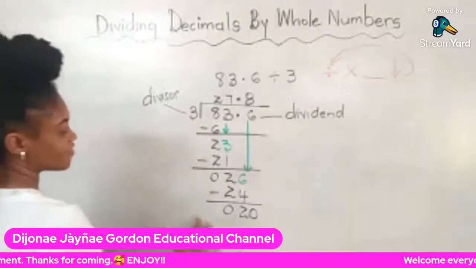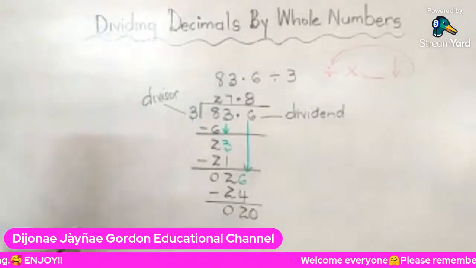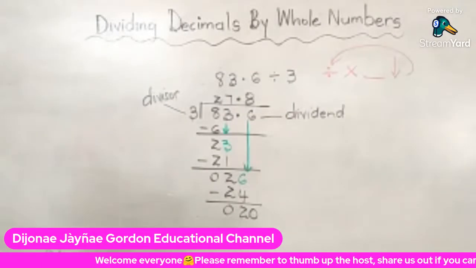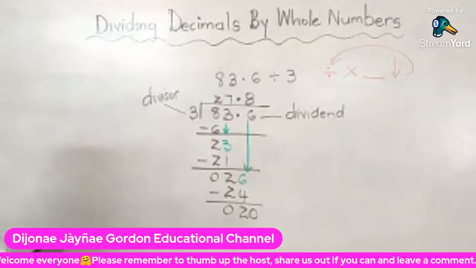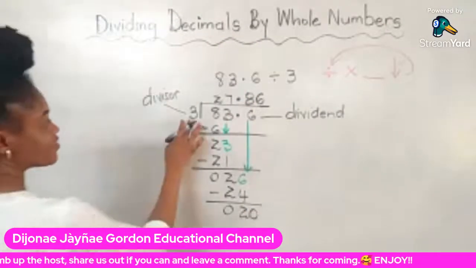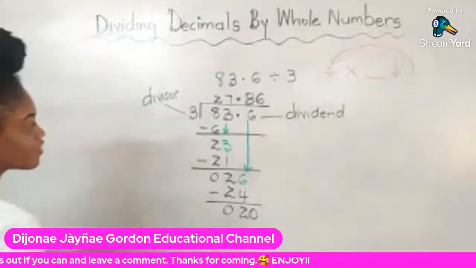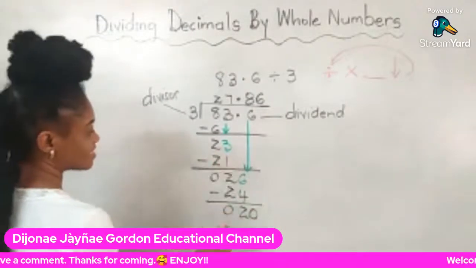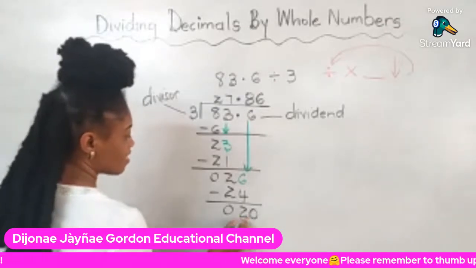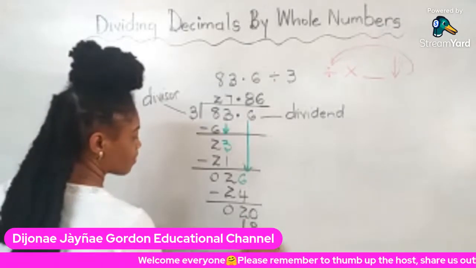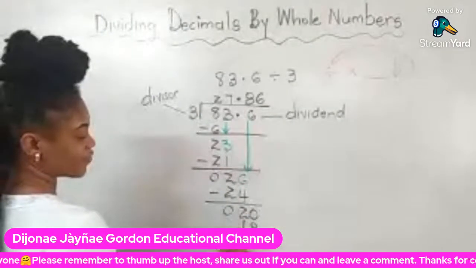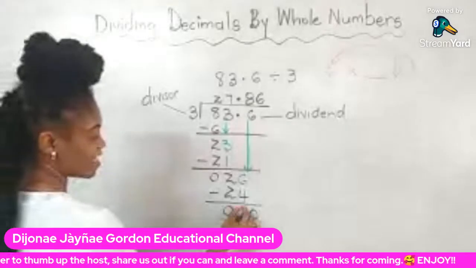So how many groups of 3s can you get from 20? And of course, we can get 6 groups of 3s, and 3 multiplied by 6 you're going to get 18. So we are now going to take 18 from 20.